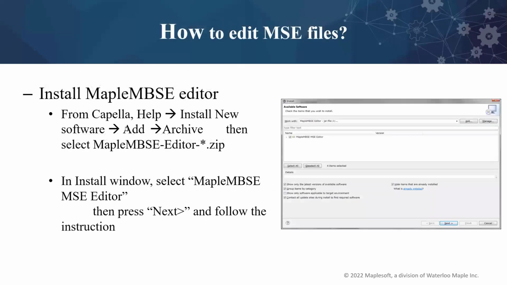And to edit the MSC file or to install the MapleMBSE editor, from your Capella installation, you can go to Help, Install New Software, and select the MapleMBSE editor. The editor is available on our website to download. Once you install the editor, we can create a new file. Again, when we work on the functional decomposition demo, I'm going to show you how this works. But this is how you install: you go to Help, Install New Software, select the MapleMBSE editor, and follow the on-screen instructions.